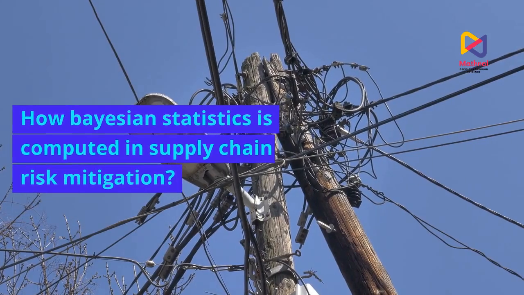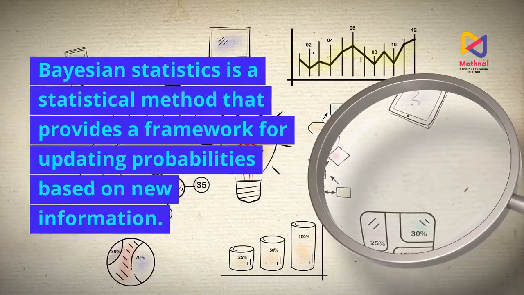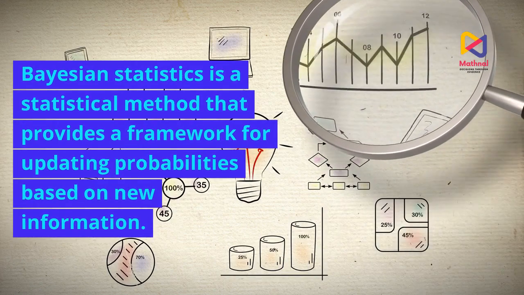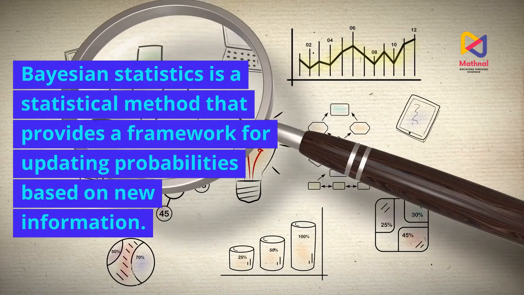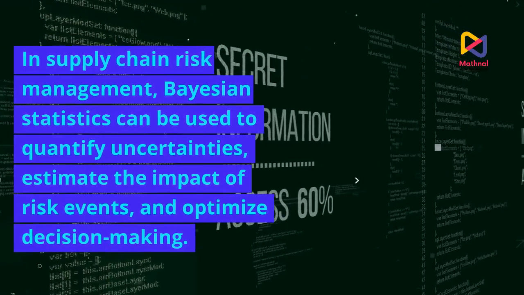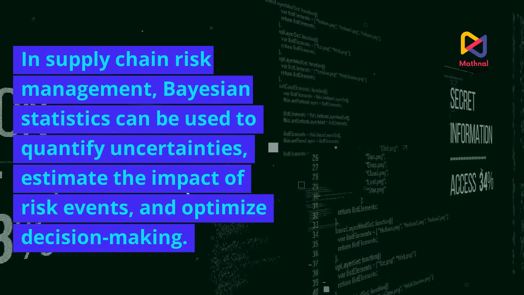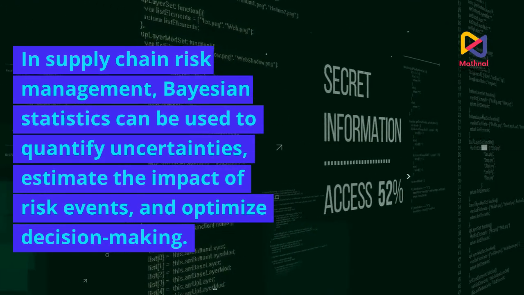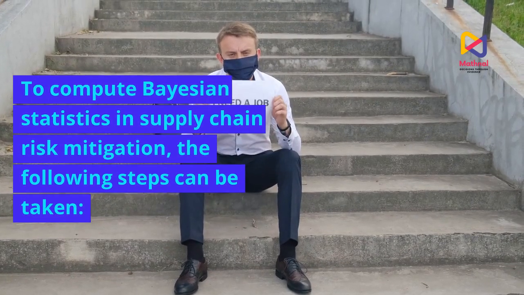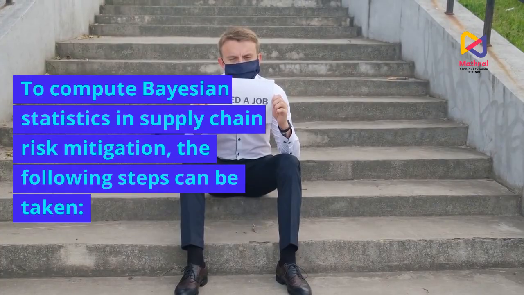How Bayesian statistics is computed in supply chain risk mitigation. Bayesian statistics is a statistical method that provides a framework for updating probabilities based on new information. In supply chain risk management, Bayesian statistics can be used to quantify uncertainties, estimate the impact of risk events, and optimize decision-making. To compute Bayesian statistics in supply chain risk mitigation, the following steps can be taken.